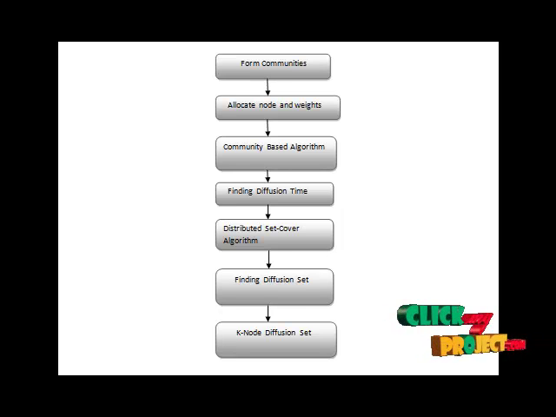The community represents a set of nodes in the network, where nodes inside the community have more internal connections than external connections. The community structure is a prominent network property which provides a clear view of how the nodes are organized and how nodes contact each other, especially in social networks. Then we find the diffusion time.